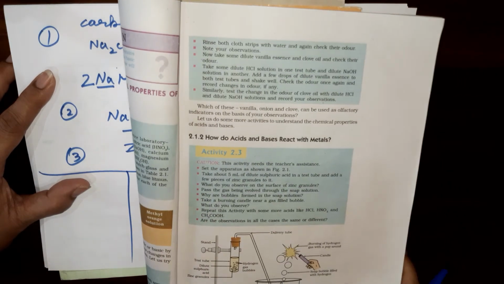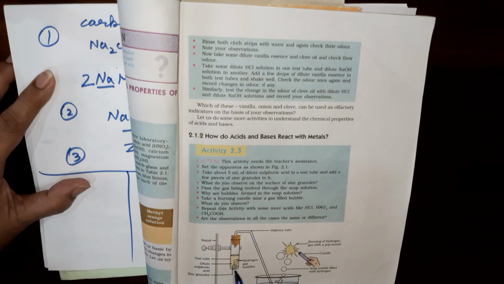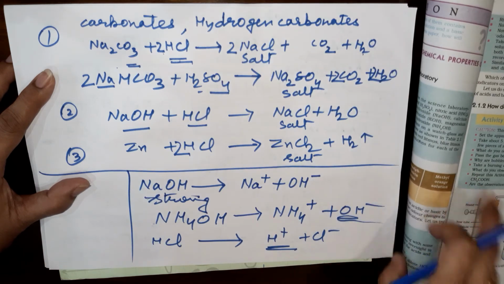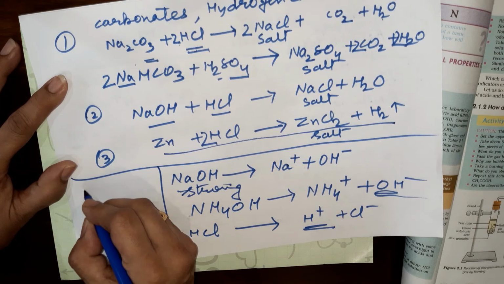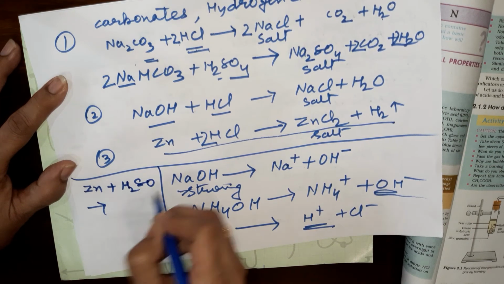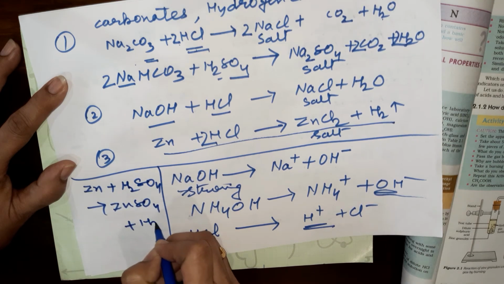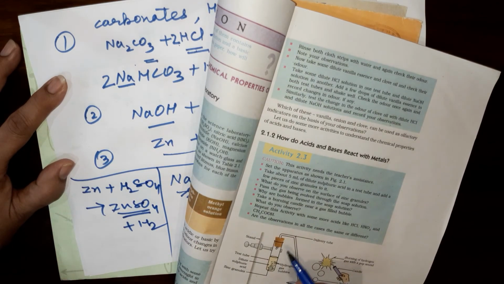Now one activity, 2.3, is there. Here zinc granules are taken and sulfuric acid has been put. I had taken an example of HCl, but H2SO4 also can be used, which I showed you. Zinc plus H2SO4 forms zinc sulfate and hydrogen gas. Here the reaction will take place in both and gas bubbles come out.